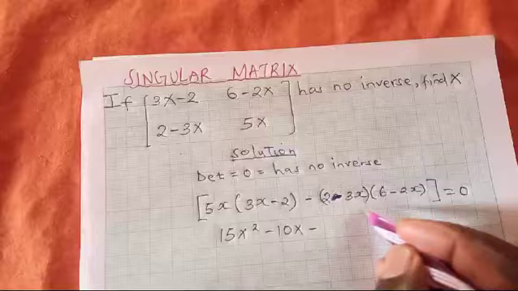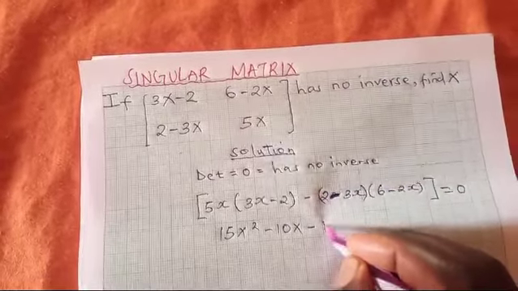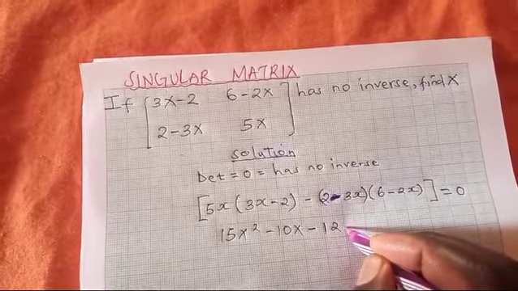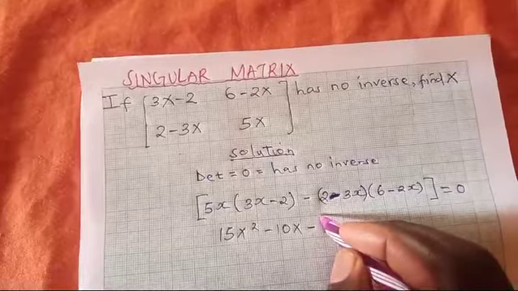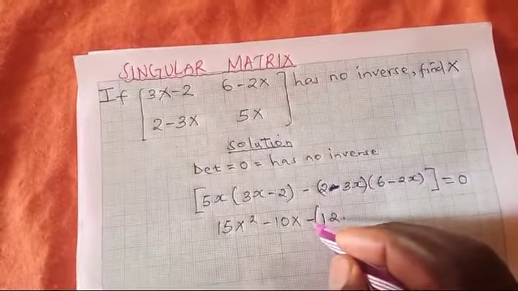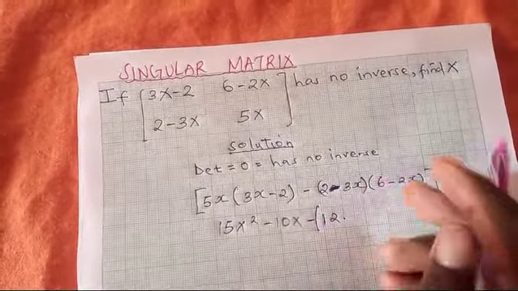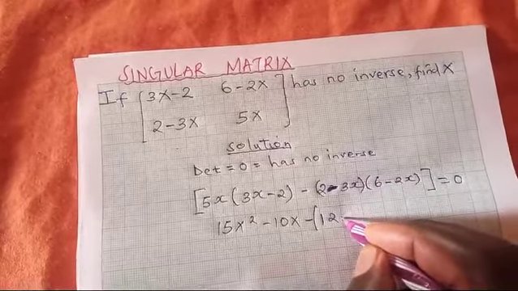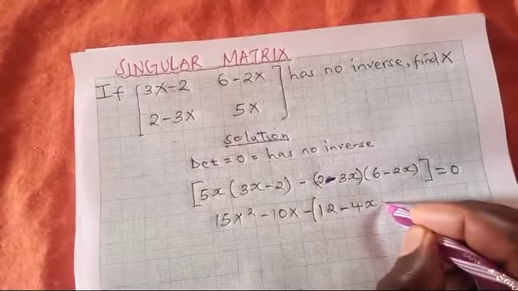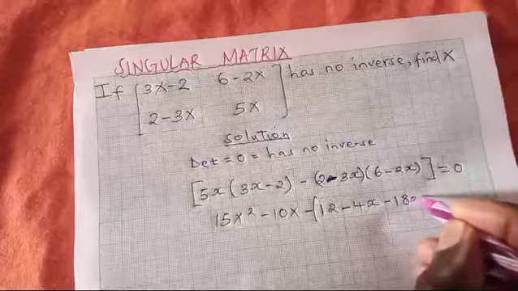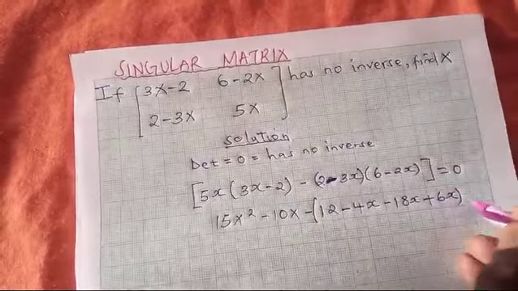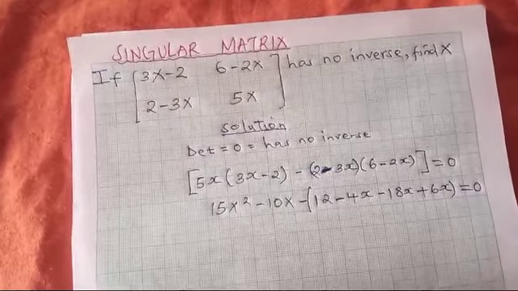Then we have minus 12. We are going to deal with the negative later. Let us deal with the two brackets. Then we have minus 4x, then we have minus 18x, then we have plus 6x. Then this is equal to 0.